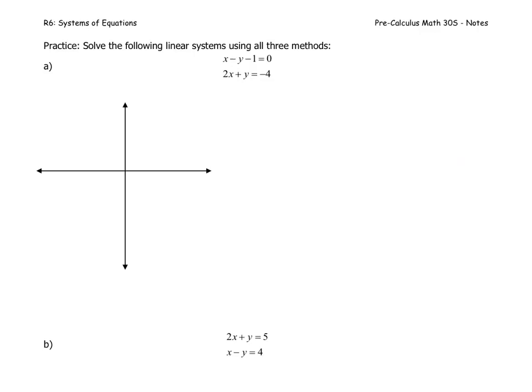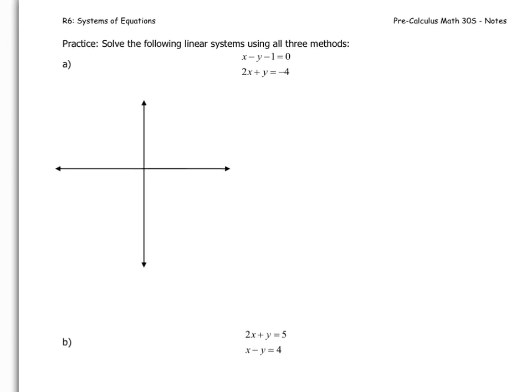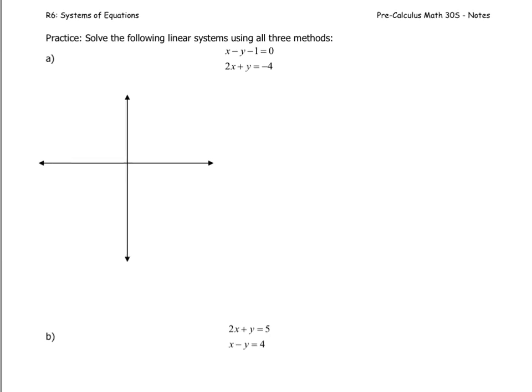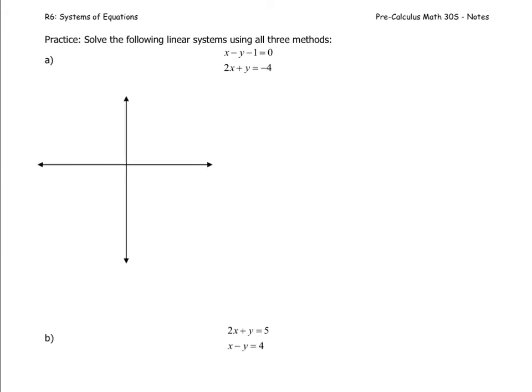Okay, this is practice here that I'd like you to bring to class and show me your work for. So there's two different systems here for you to work on, as you see on the page. And I'd like you to solve using all three methods. Okay, so by graphing, well, graph the two lines and see what happens. For elimination, line up the two equations so that when you add them or subtract one equation from the other, a variable is eliminated. Or finally, use substitution, isolate a variable, and substitute into the other equation.